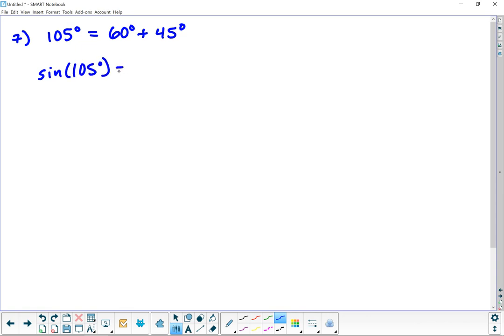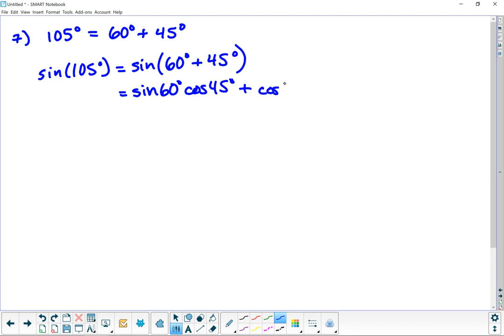And I think we did something similar to this in class, which is equal to the sine of 60, because this one they're helping us already. They're breaking it down. So 60 plus 45 degrees. We're going to work from there. Remember, sine of a sum is sine 60 cosine 45, plus, and now you swap it around, cosine 60 sine 45.